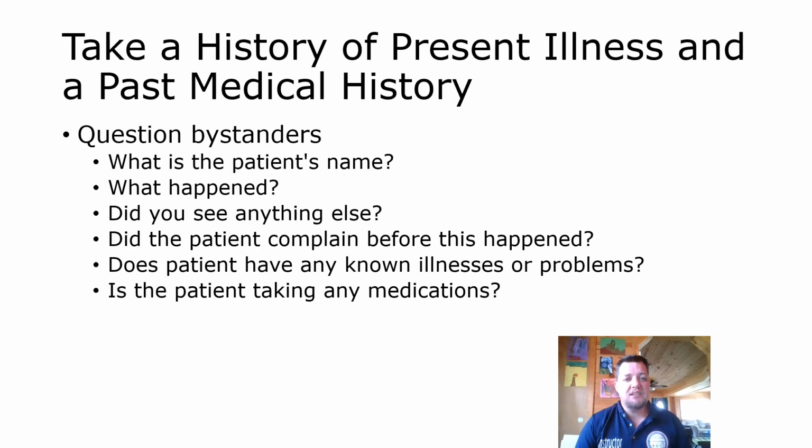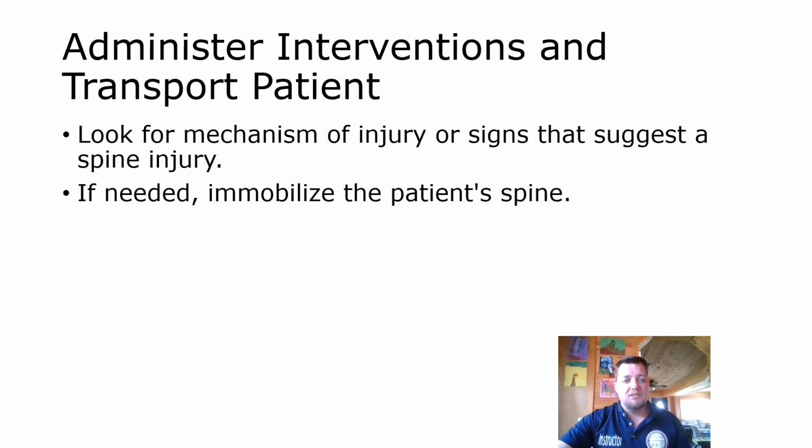So take a history of the present illness and a past medical history. If the patient's unresponsive, then you're just going to question the bystanders. Find out if they know the patient's name, what happened, if they saw anything. Was the patient complaining of anything beforehand? Does the patient have any known illnesses or problems? Is the patient taking any medications? So we're going to administer our interventions and transport the patient. We're going to look for signs of mechanism of injury or signs that suggest a spinal injury and immobilize our patient with a C-collar if needed.